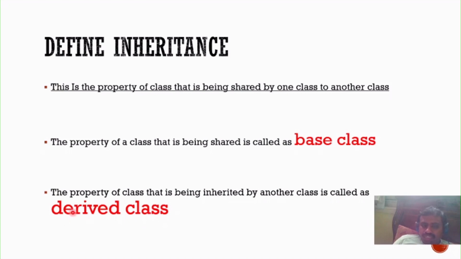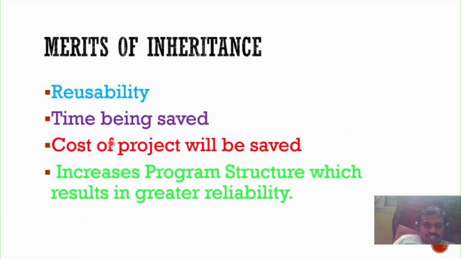Moving on to the next slide, we have the merits of inheritance. By using inheritance, we can save time. Next, the cost of the project will be saved. Once again, time and cost are very precious while programming in any programming language. So basically, time and cost will be saved. Further, it improves the program structure, which results in greater reliability.